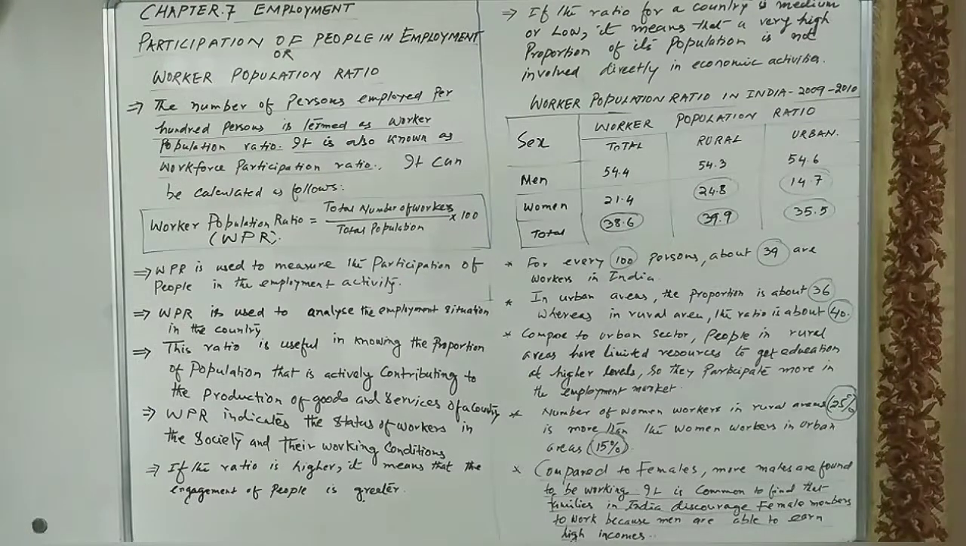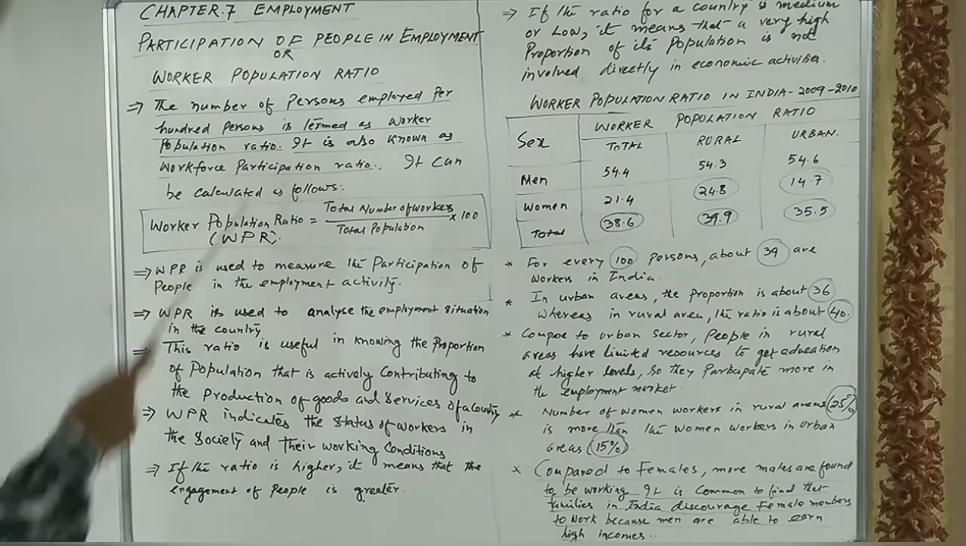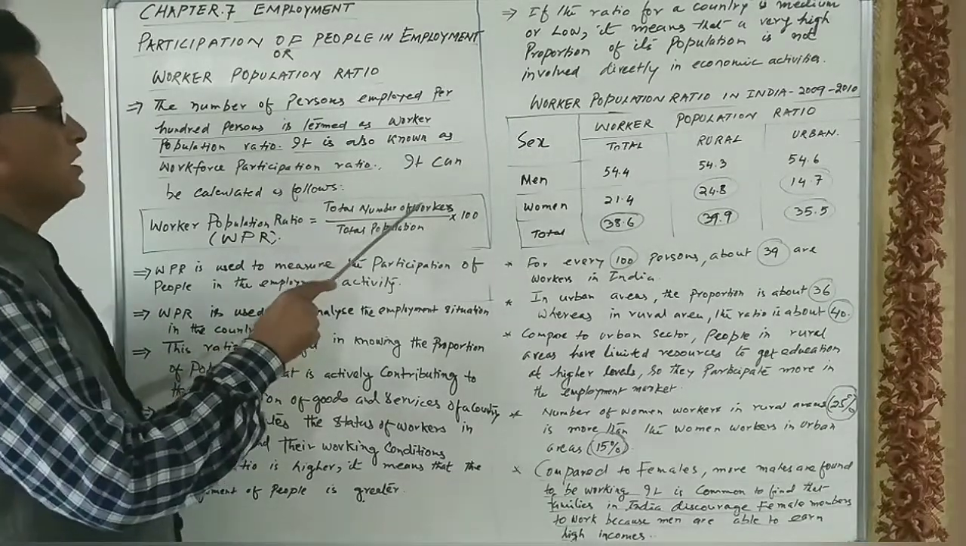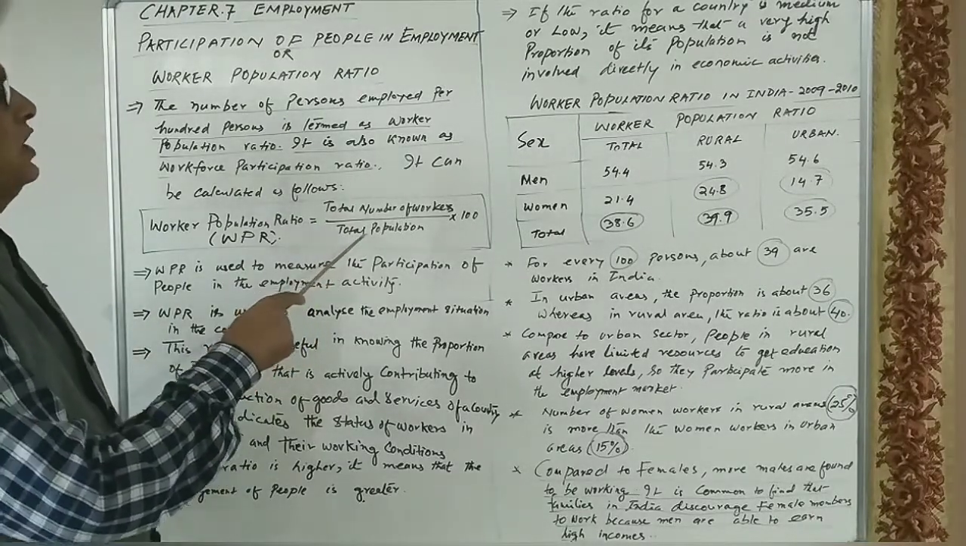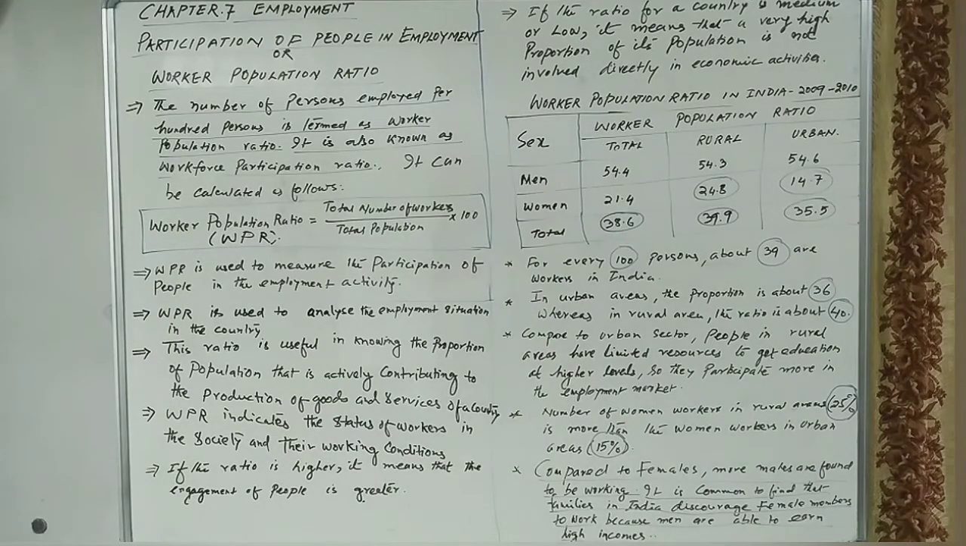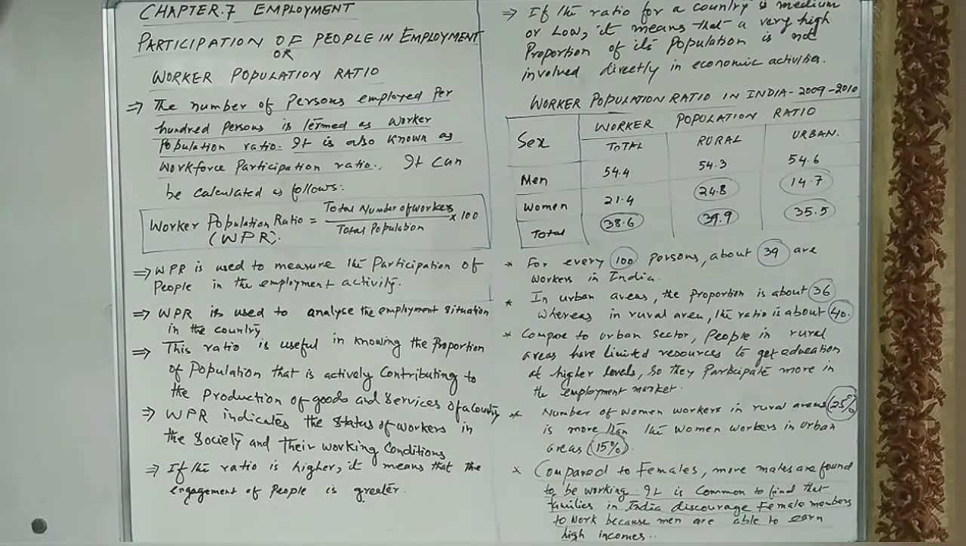So I think this concept is clear to all of you. Once again, let us see the formula to calculate the worker population ratio. Worker population ratio is equal to total number of workers divided by total population, multiplied by 100. This worker population ratio is used to measure the participation of people in employment activity. This ratio is useful in knowing the proportion of the population that is actively contributing to the production of goods and services of a country. Okay, thank you.